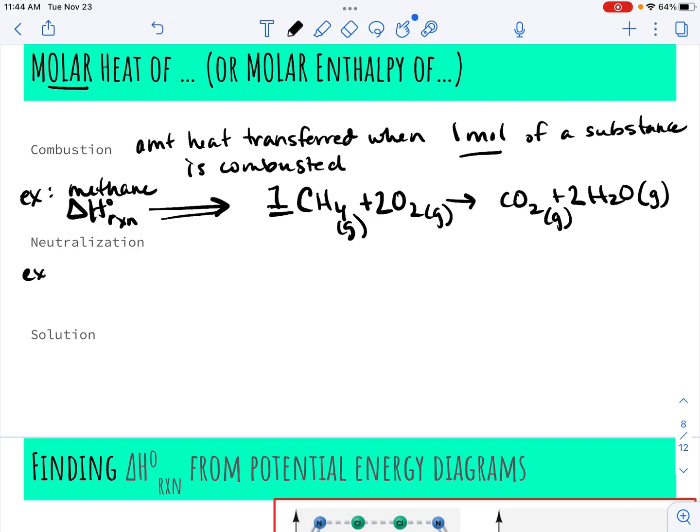So let's do an example for neutralization. This would be 1 mole, the amount of heat. Let me start over.